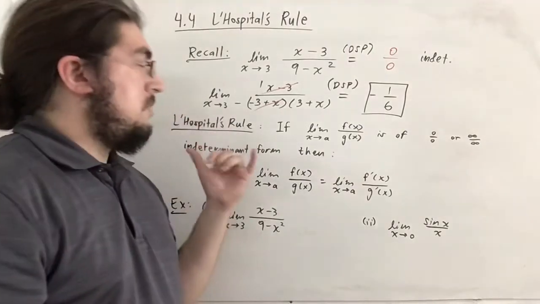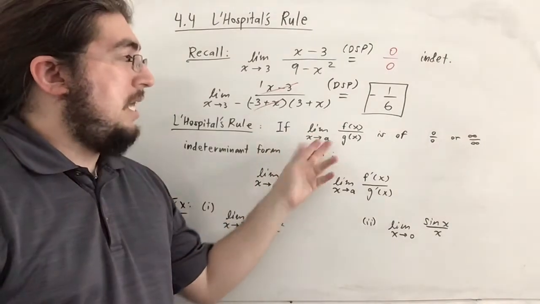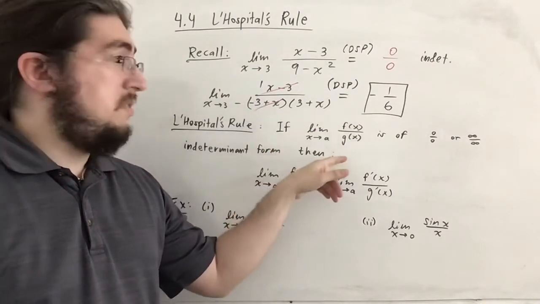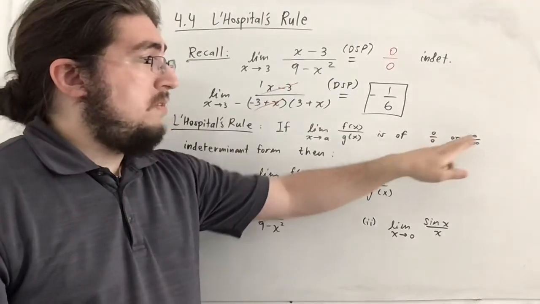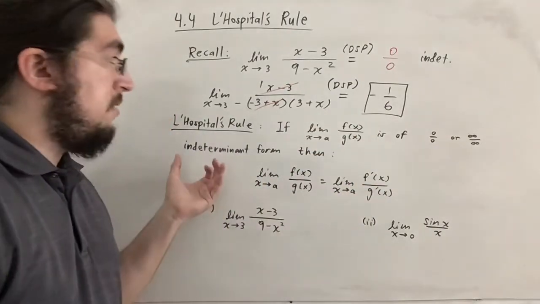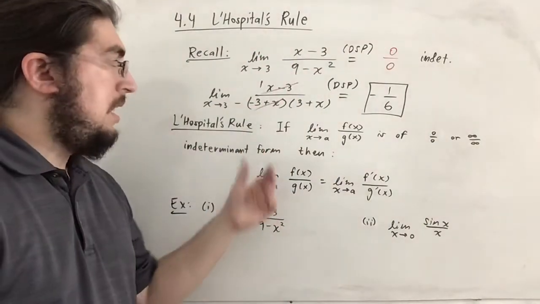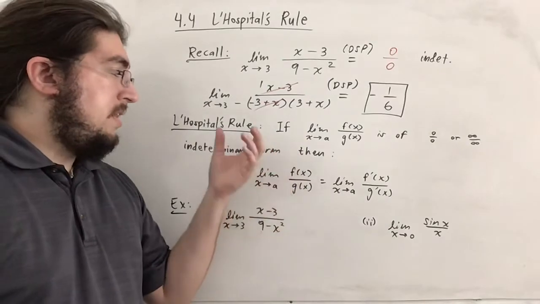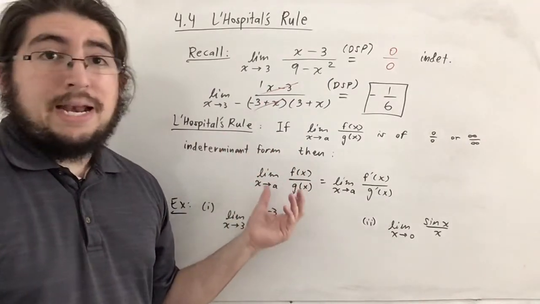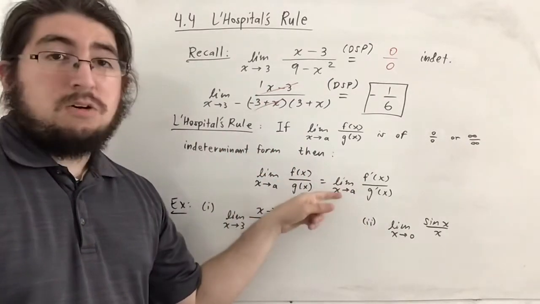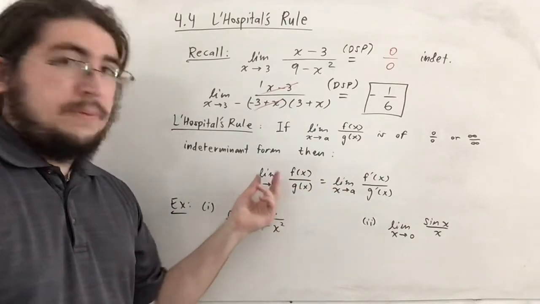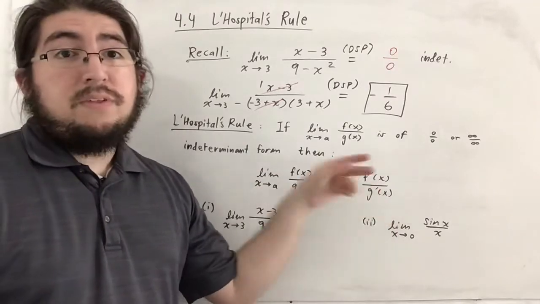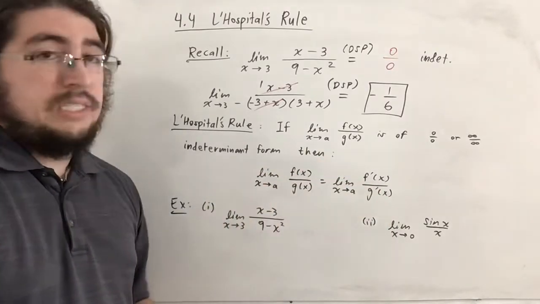So L'Hopital's rule says the following. If the limit as x goes to a of a fraction of functions, f of x over g of x, is of 0 over 0 or infinity over infinity indeterminate form, kind of like the one we just saw, then we can use this fact: the original limit is the same limit as x goes to a, x approaching the same number, but now of the derivatives of each of the functions instead.